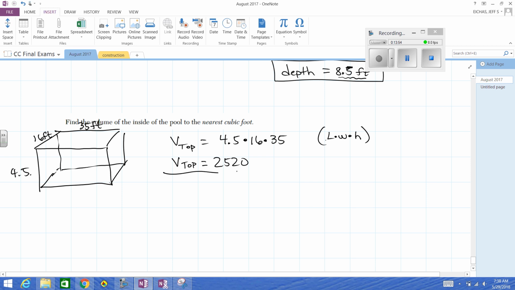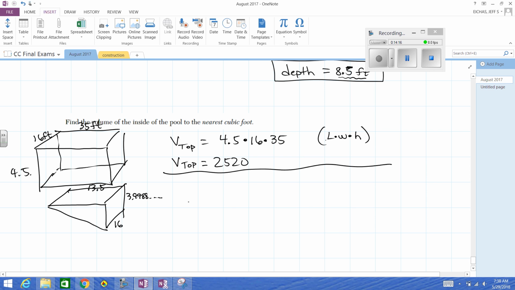So the second piece is this triangle piece, triangular prism. It's got a width still of 16. It's got that height of that 3.9988 number. And across, I think we said it was 13.5. We're just going to call it the triangle piece. A little tricky, because technically the base is this right here. So when you look at the volume of a prism, the formula is base times height, but that base is the area of the base.